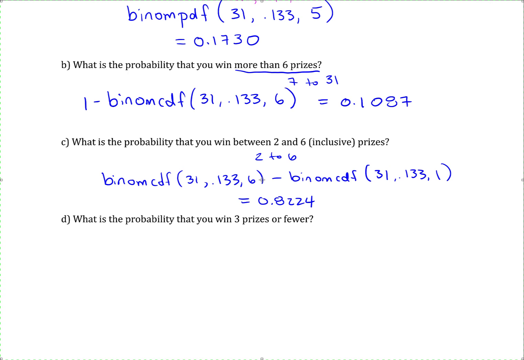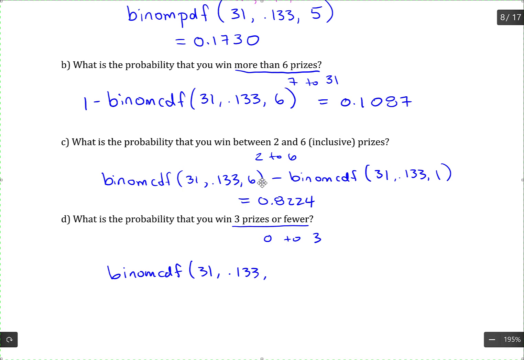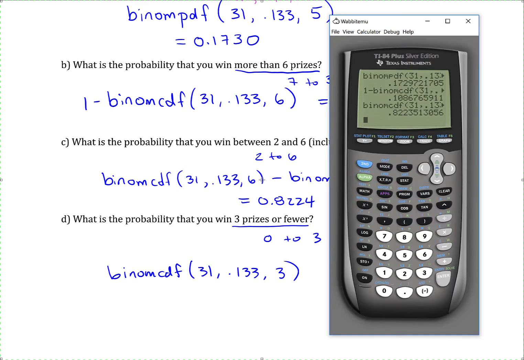All right, next, what is the probability that you win 3 prizes or fewer? So 3 prizes or fewer, that would be 0 to 3. So that's what we're looking for. The nice thing is if you start the counting with 0, then binomcdf will get that result for you directly. So 31 is n, 0.133 is p, the last input is going to be 3, and it will add together the probabilities associated with 0 outcomes, 1, 2, and 3, and give us what we're looking for.